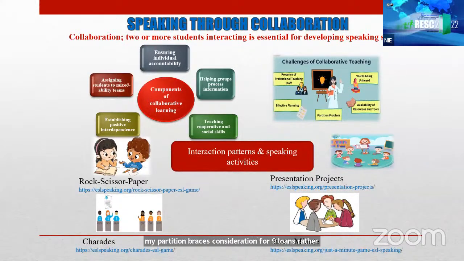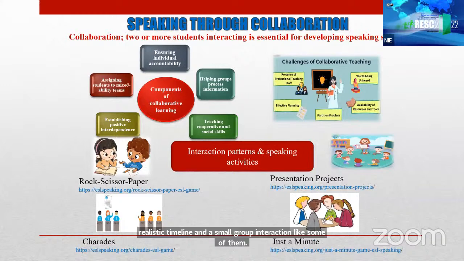With the use of different interaction patterns, participation and contribution in collaborative learning can be made more effective. Establish ground rules for participation and contribution. Sequence the lesson in an engaging and meaningful manner. Create a realistic timeline. Pair interaction, class interaction, teamwork, and small group interaction are some of them. The following speaking activities: rock, paper, scissors.